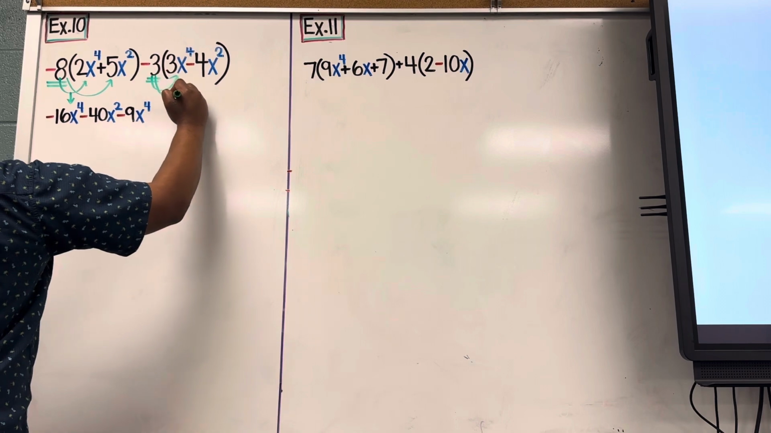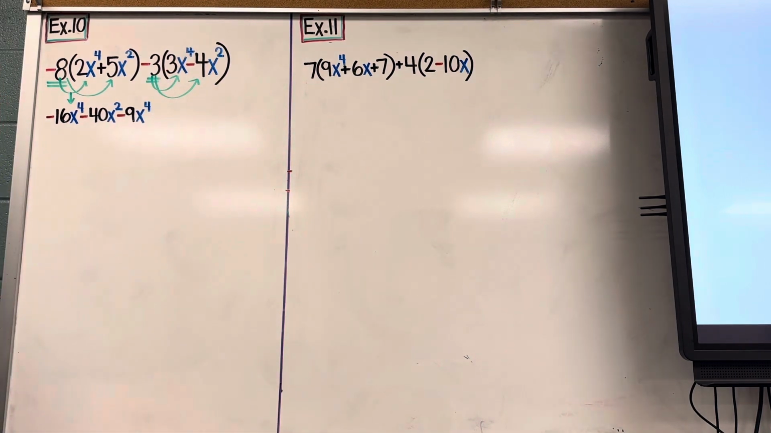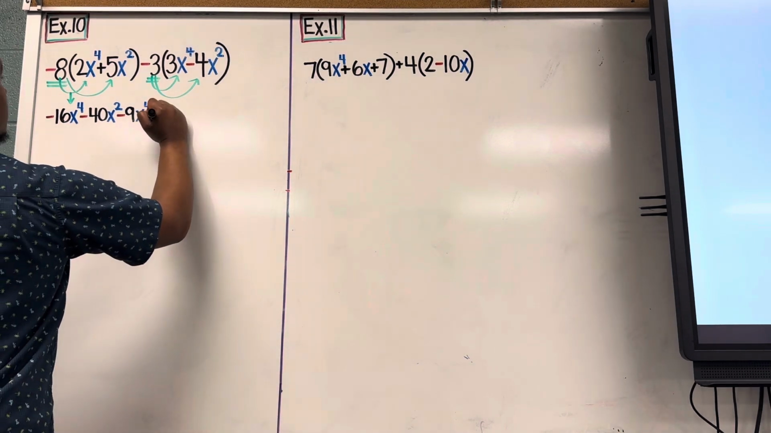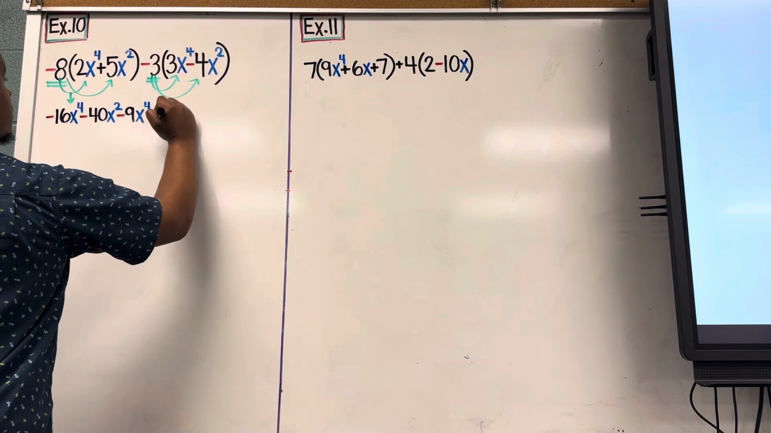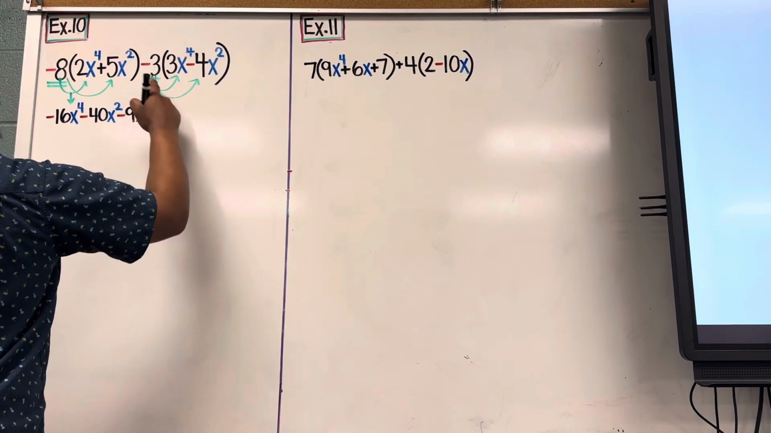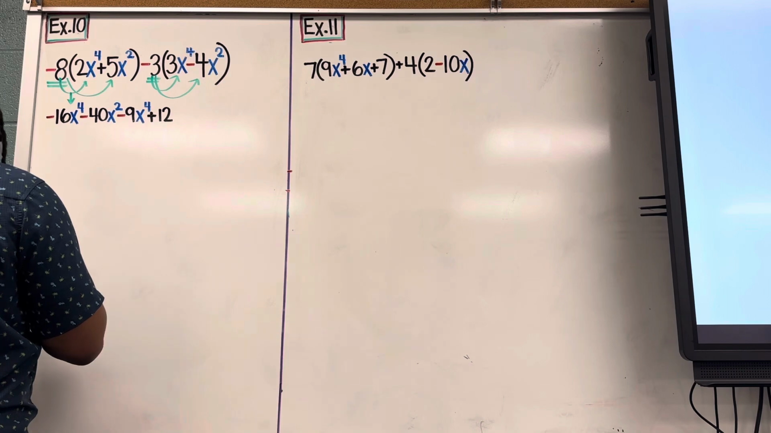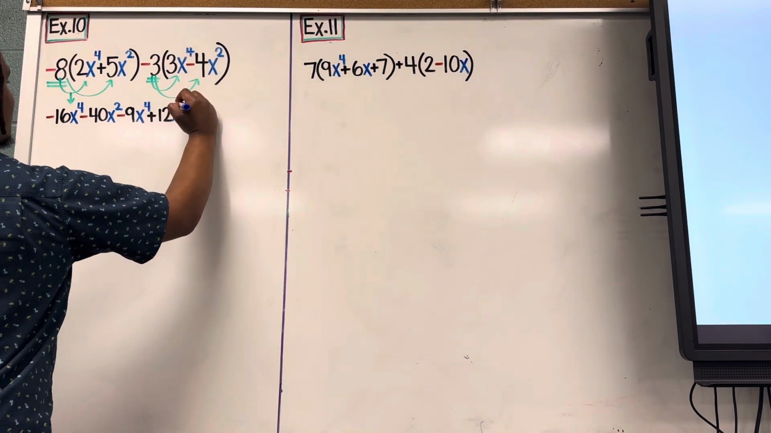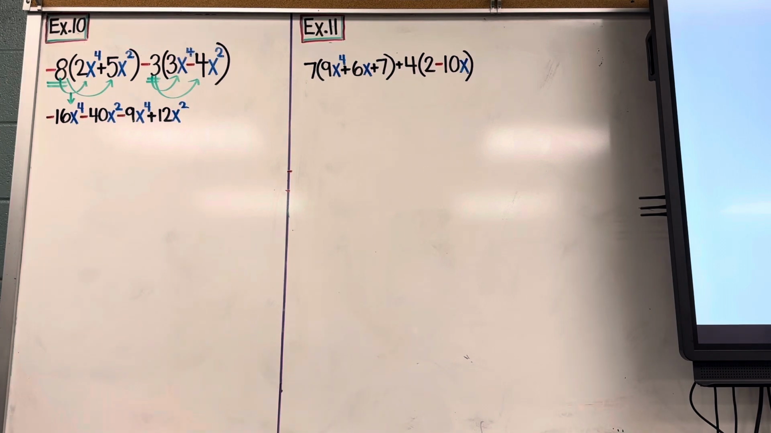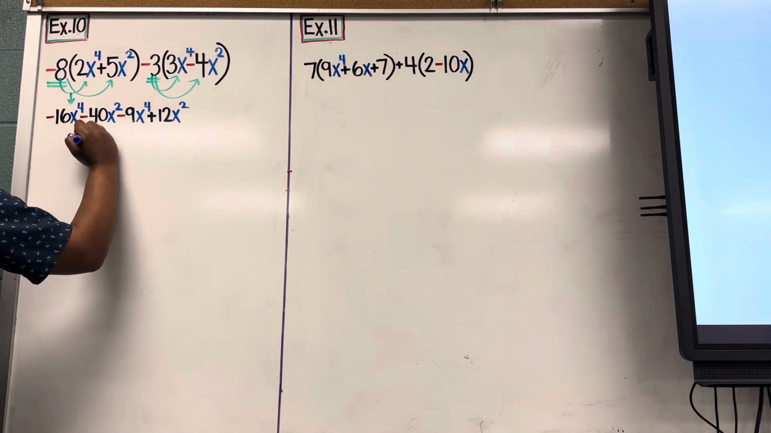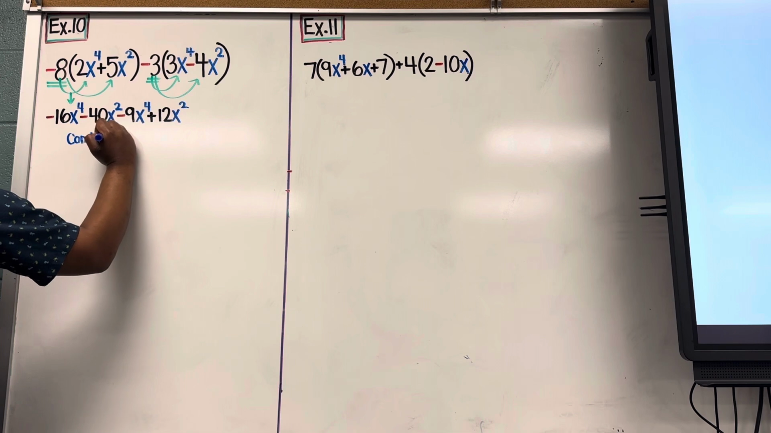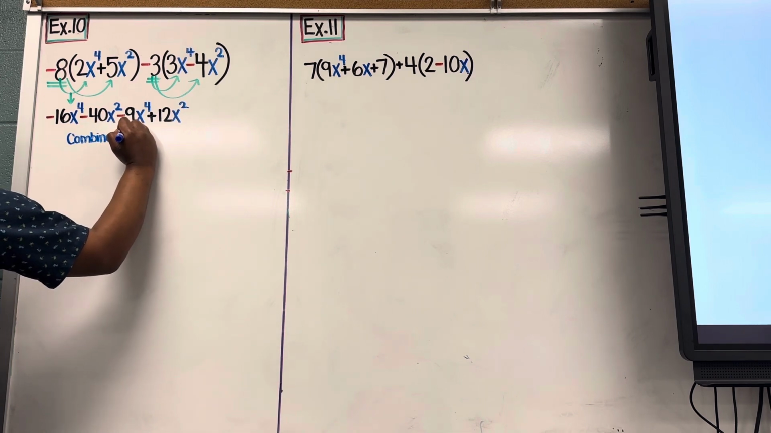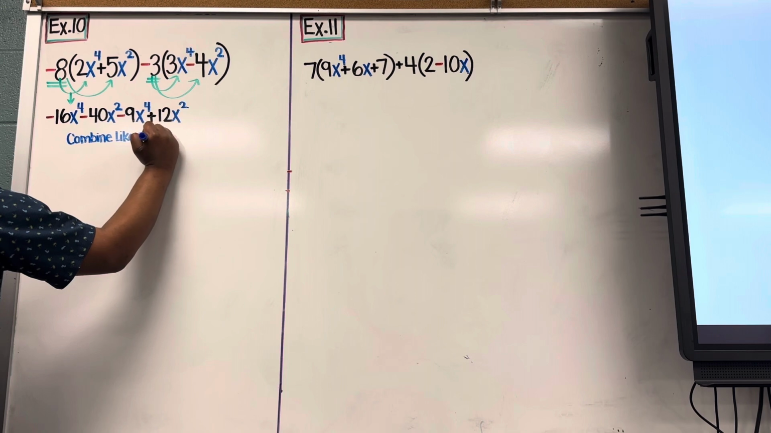And then negative 3 times negative 4x to the second power equals a positive 12x to the second power, all right? A positive 12x to the second power, okay? So now, guys, we have successfully distributed. The only thing that we need to do now is combine all like terms, okay? So I'm going to write that. We're going to combine like terms into their own particular groups.